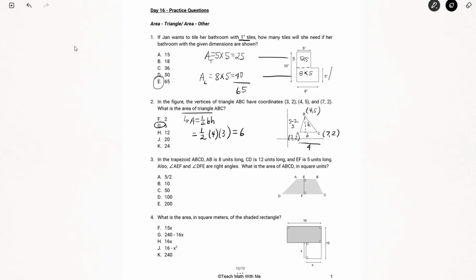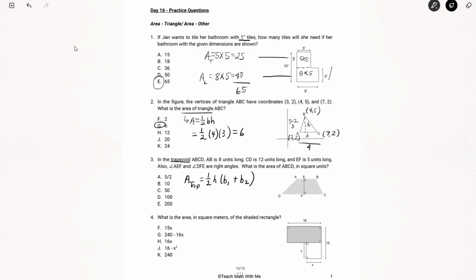Now let's take a look at number 3. In the trapezoid ABCD, which is given here, AB is 8 units long, CD is 12 units long, and EF is 5 units long. Also, the angles AEF and DFE are right angles. What is the area of ABCD in square units? So we know ABCD is a trapezoid. And the easiest thing to do is if we can remember the formula for the area of a trapezoid, it is equal to 1/2 the height times B1 plus B2.